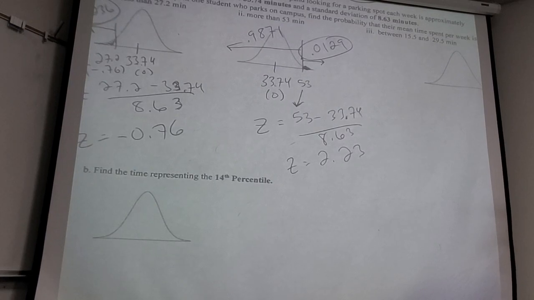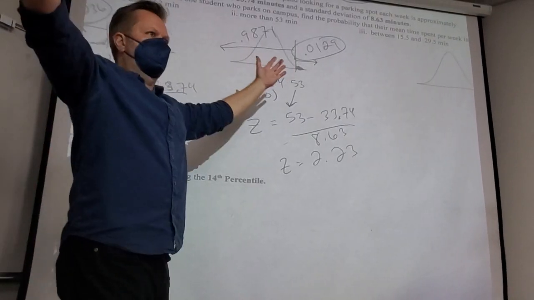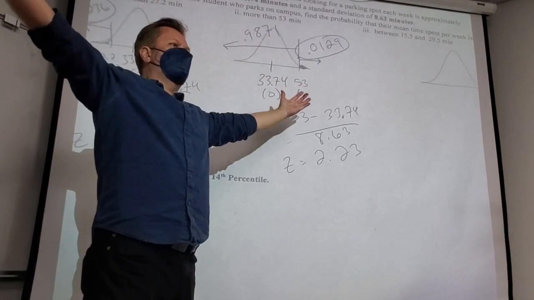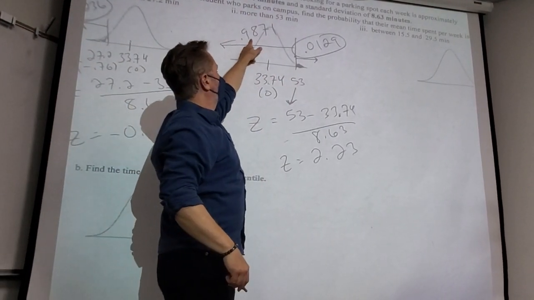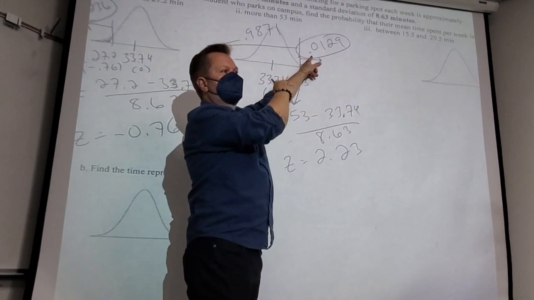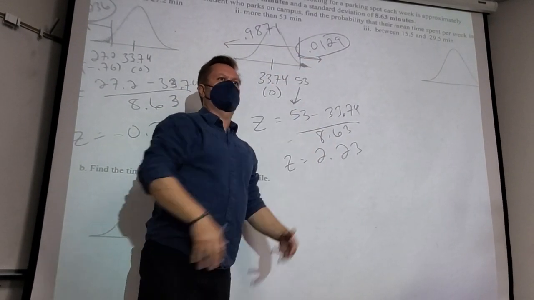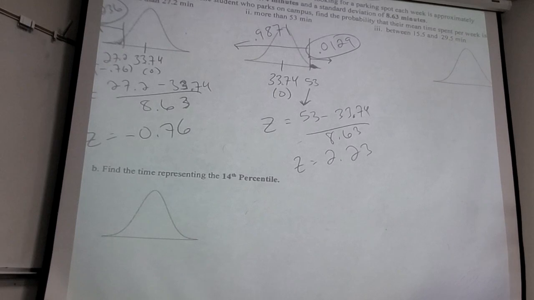Would you subtract? You said subtract what? Oh yeah, so the whole picture has to represent all probabilities, right? So how much should the whole picture be? 1, 100%. So if this side is 0.9871, this side must be 1 minus that. It must be the rest. I love it.